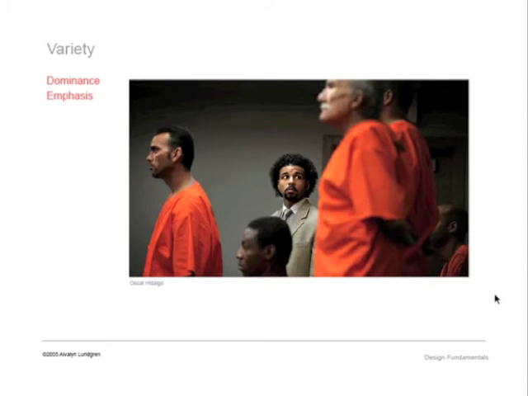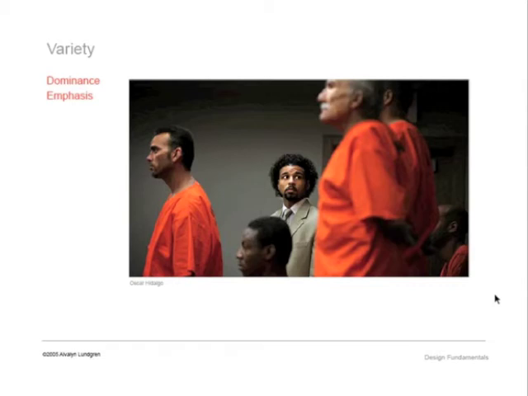Dominance can occur in terms of color, in terms of direction, in terms of shapes, in terms of lines, in terms of certain patterns going on. And then emphasis would be a natural or intelligently contrived break from the dominance.